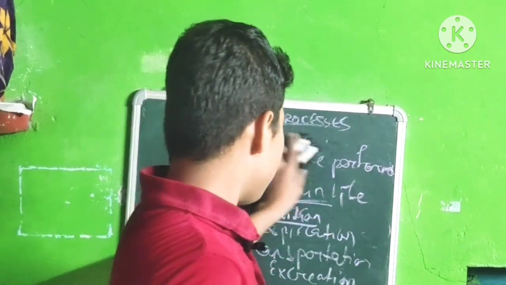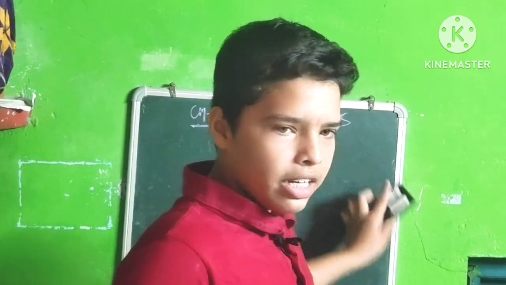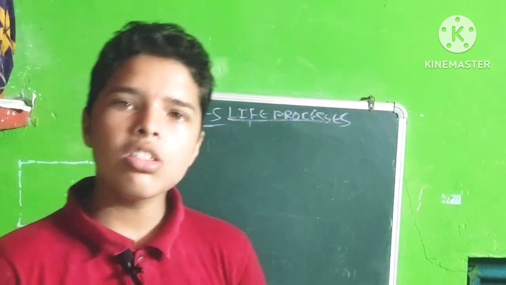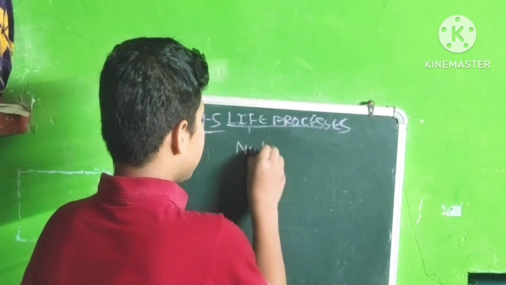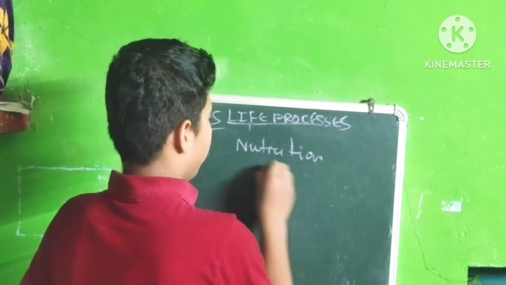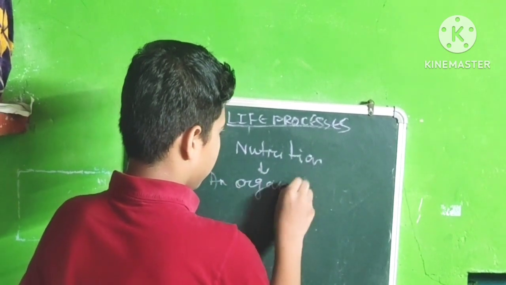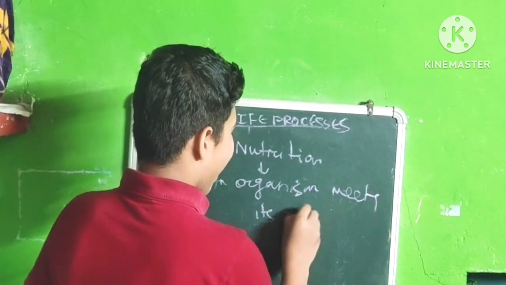So what is nutrition? You all have ideas about nutrition. So nutrition can be gained from nutrients, right? There are different nutrients like fats, carbohydrates, then vitamins, proteins, etc. So all these nutrients provide us nutrition. Now what does nutrition mean? How can we define nutrition? Nutrition is the process where an organism meets its required energy.